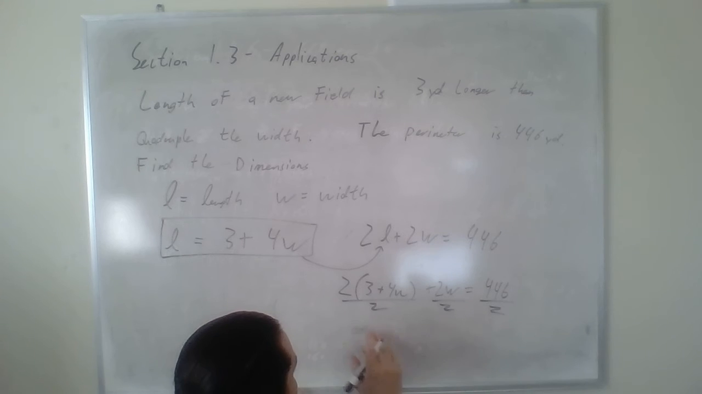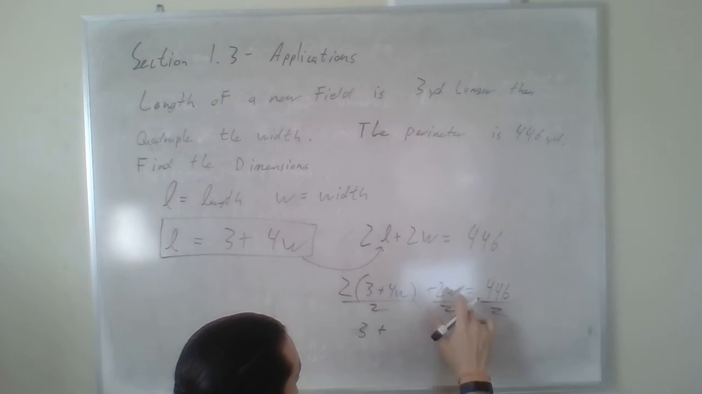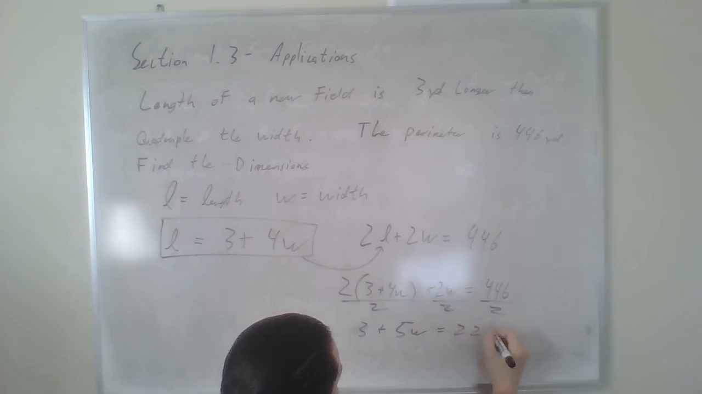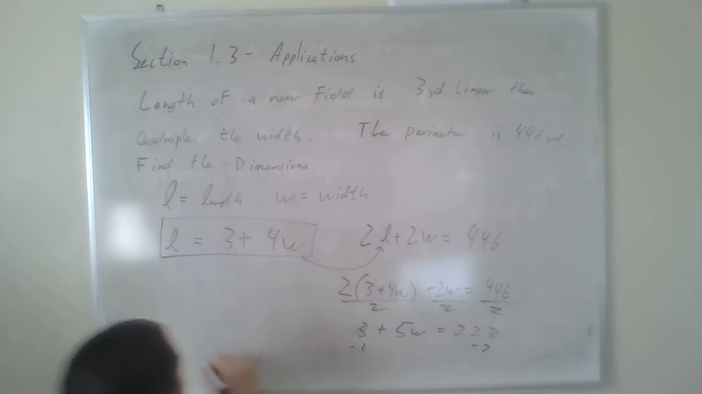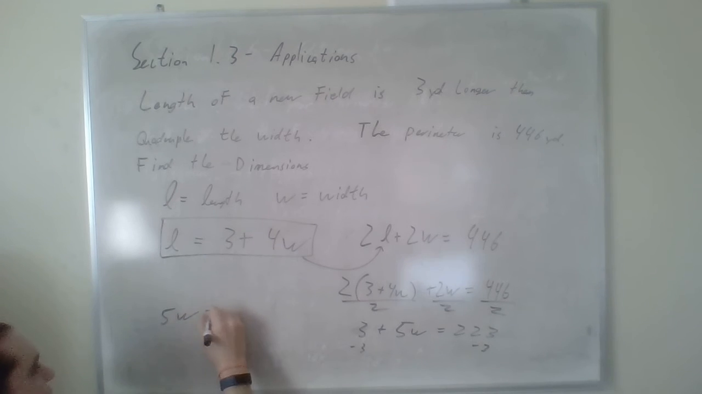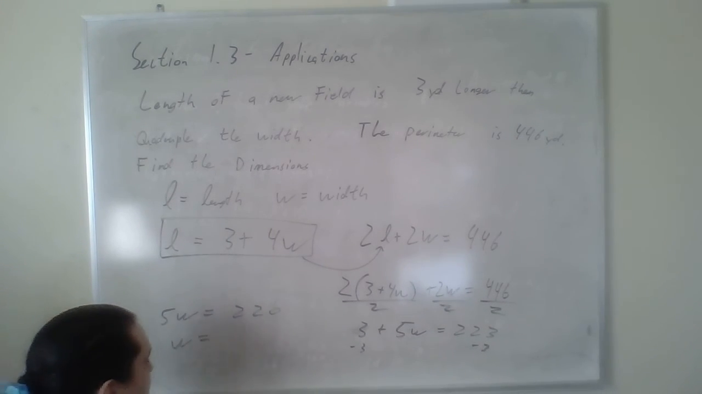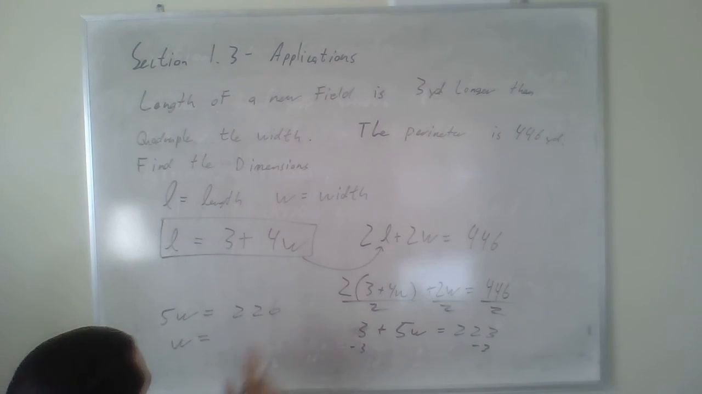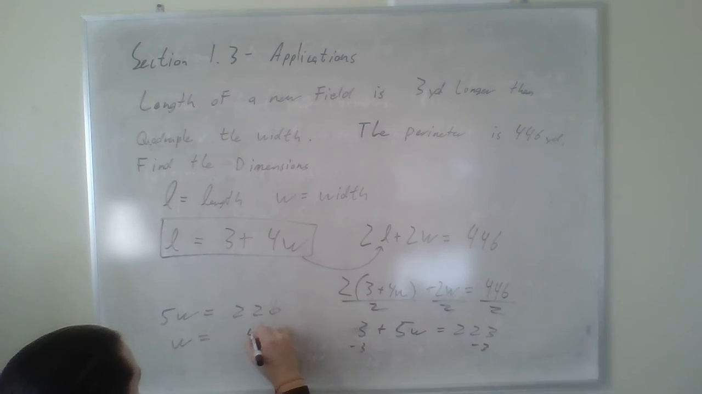So this is going to be, when the 2's are gone, 3 plus 4W plus W is 5W equals 223. So when you subtract 3 from both sides, you get 5W equals 220. And then you should get that the width is 1/5 of this. So 44.